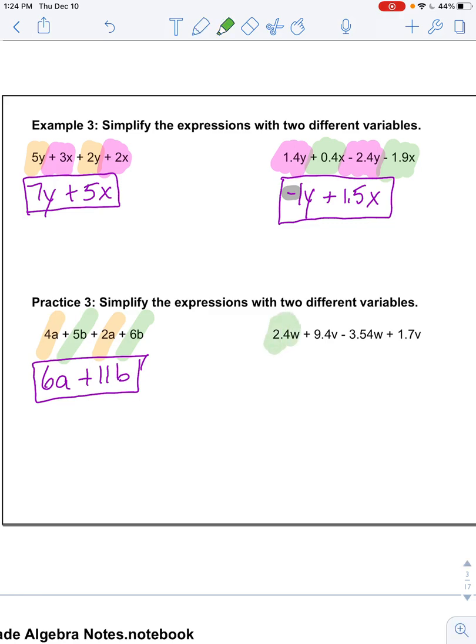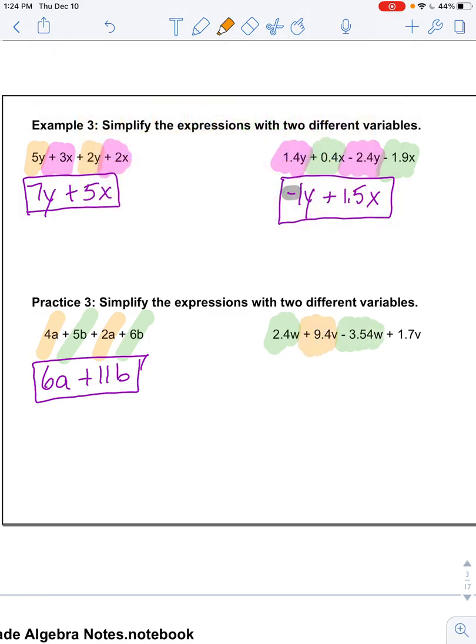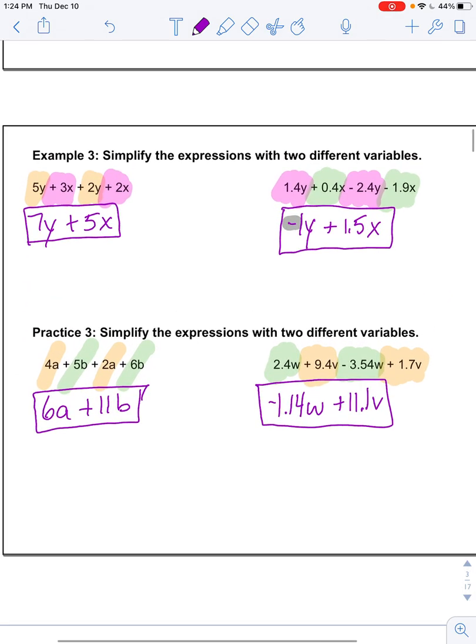Highlight my w's green, highlight my v's orange. So we got 2.4w plus negative 3.54w equals negative 1.14w. Then we can add my v's. 9.4v plus 1.7v equals 11.1v. And then you're done with that because w and v are not the same letter. Okay, and that is the end of combining like terms.